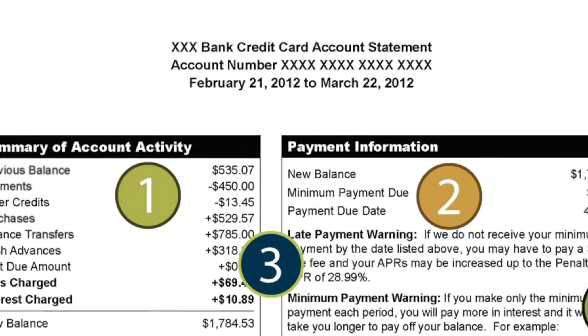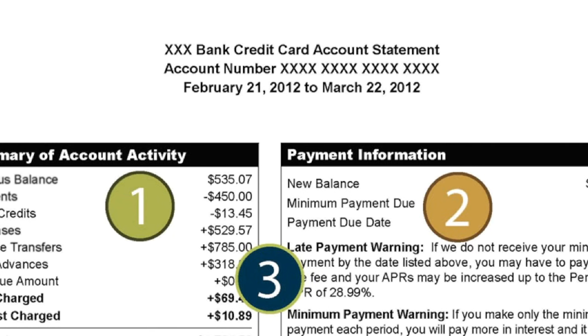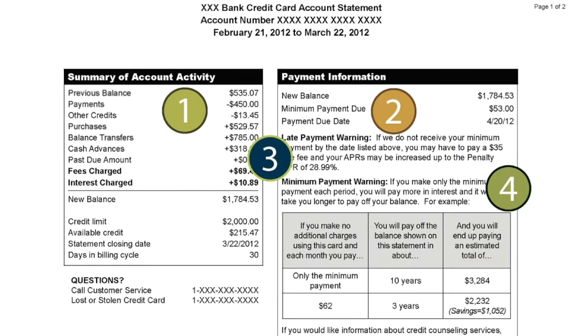In this case, everything that's going to be on this specific bill or statement is going to be purchases and transactions that happened between February 21st and March 22nd. So if you bought a cup of coffee for $1 on March 23rd, it will not be due on the due date for this specific cycle because it happened after the statement closing date. So you don't have to pay that until you get your next bill.